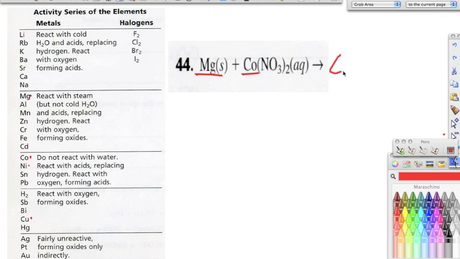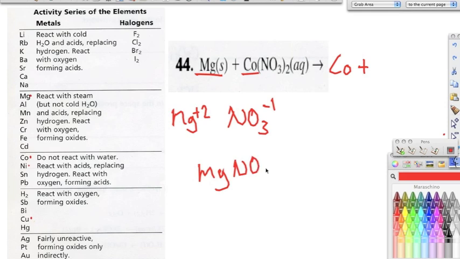So we're going to have cobalt all by itself, so just Co. And then we're going to have it where magnesium is bonding now to nitrate. So we have magnesium, which is a +2 oxidation number, and then nitrate, which is NO3, which is a -1. And we crisscross these guys, and we get Mg(NO3)2. Okay, so we go ahead and check and see if it's balanced. We have 1 magnesium, 1 cobalt, 1 cobalt, 2 nitrates, 2 nitrates. So this is a balanced chemical equation, and this would be your answer.